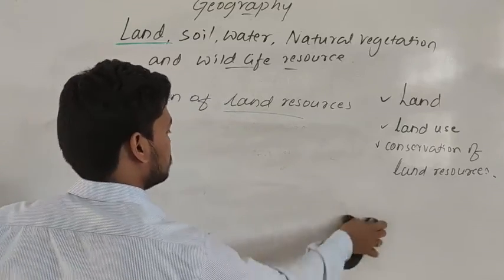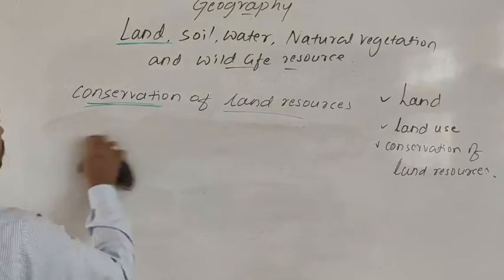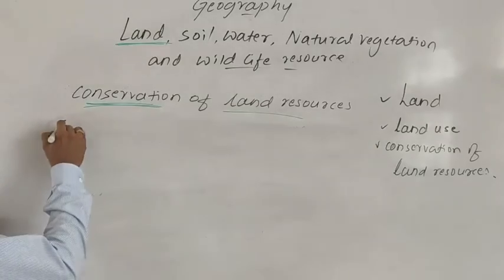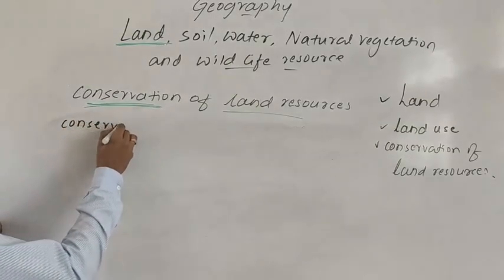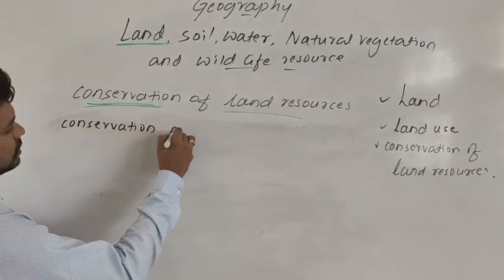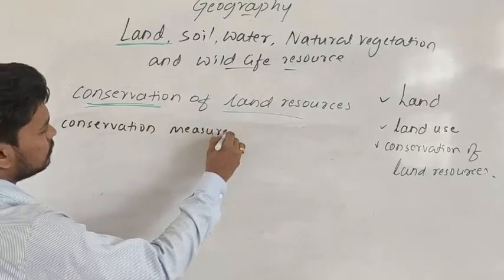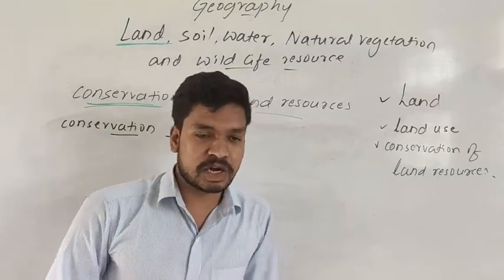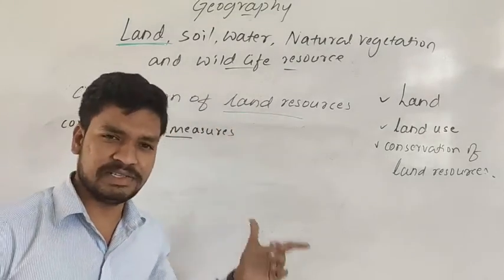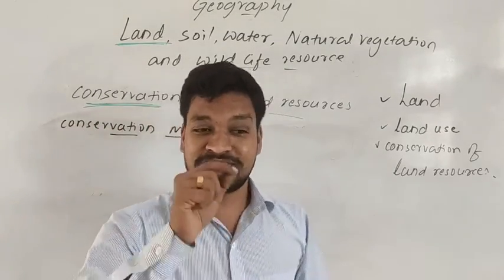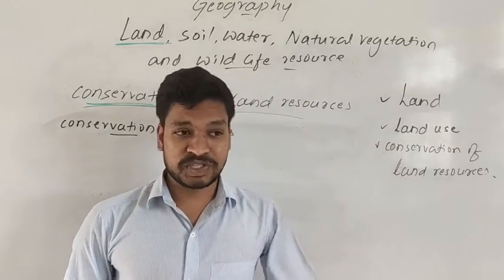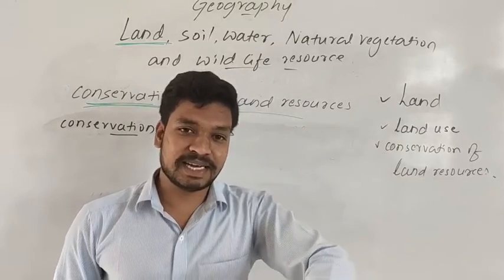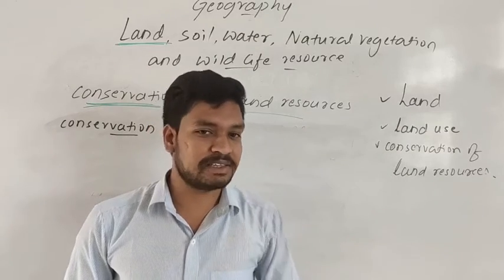Now, the conservation measures. What are those conservation measures we need to follow? How can we conserve our land? First, we should check the level of degradation. The level of land degradation should be checked.